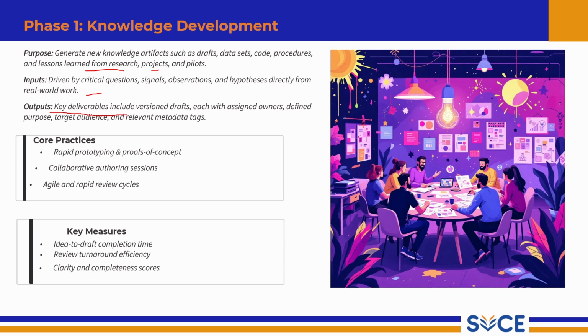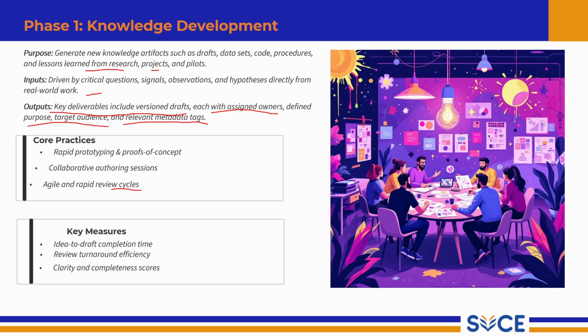Next one is the outputs. The key deliverables include versions and drafts, each with the assigned owners, defined purpose, target audience, and relevance metadata tags. Here the core practices include rapid prototyping, proof of concept, collaborative authoring sessions, and agile and rapid review cycles. This means teams quickly build, test small models, write drafts together, and review work fast so that ideas move forward instead of getting stuck.